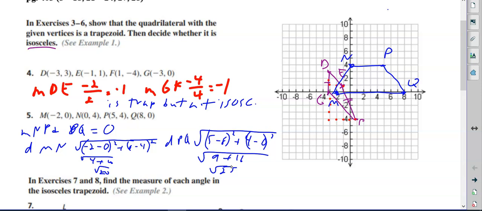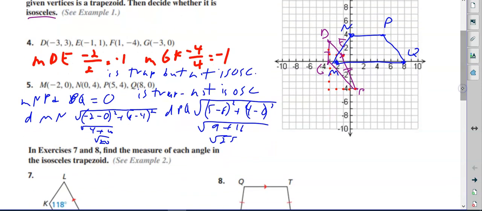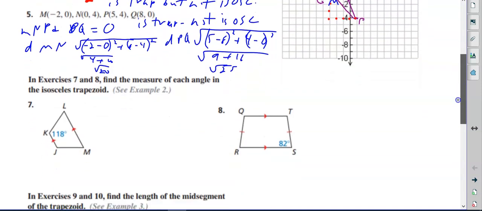So again, it is a trapezoid, but it's not isosceles. Okay, so that's why on the previous one, we could clearly see DG, DE, and GF were not equal, but these two were close, so you do the formula to prove it.